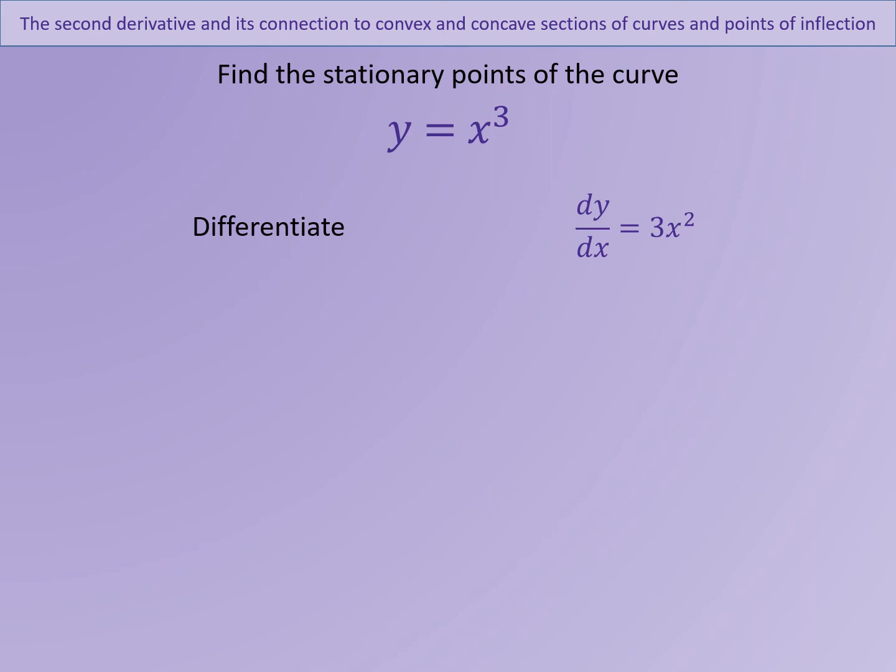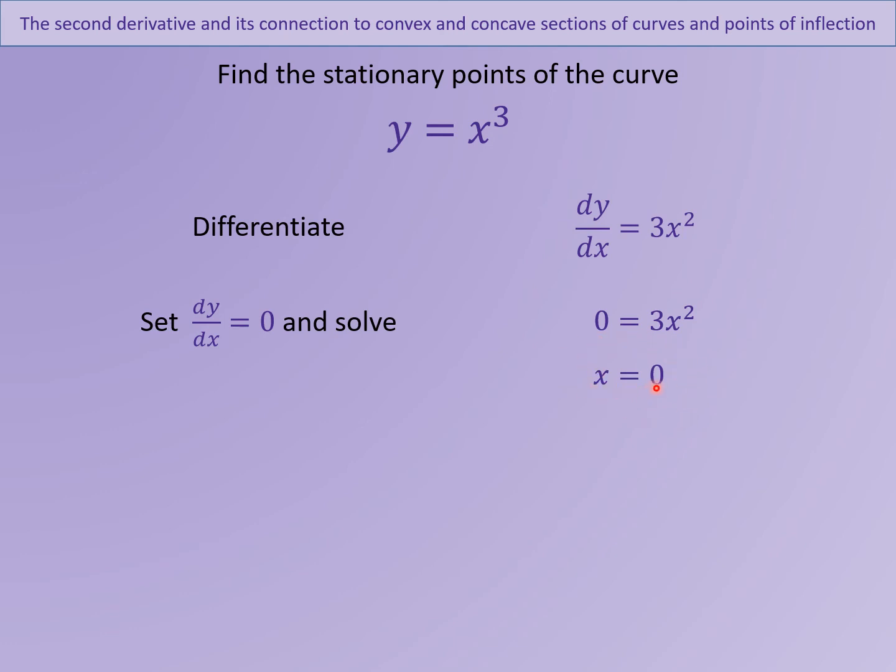I can then take that gradient function, I can find the stationary points because I know at the stationary point dy over dx equals 0. So 0 equals 3x squared. So therefore x must equal 0. Right, now I can figure out what's the nature of this stationary point.